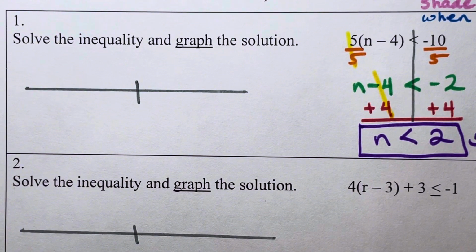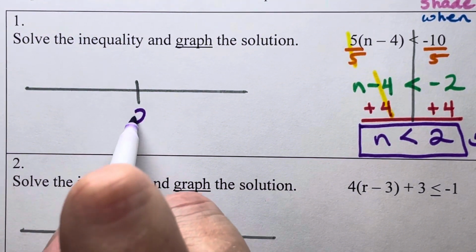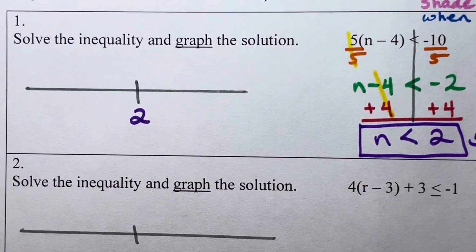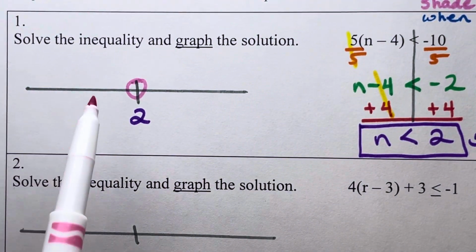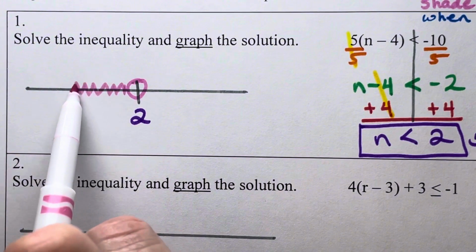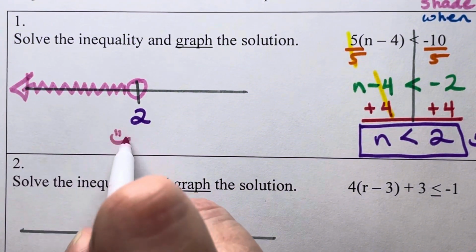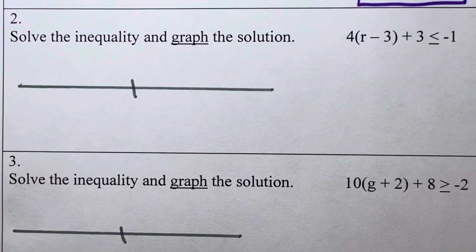So our point of interest, our value of interest, is a 2. And we know that with our symbol being a less than, that means open dot. And since it is a less than, we are going to shade to the left, all the way out. And there you go.